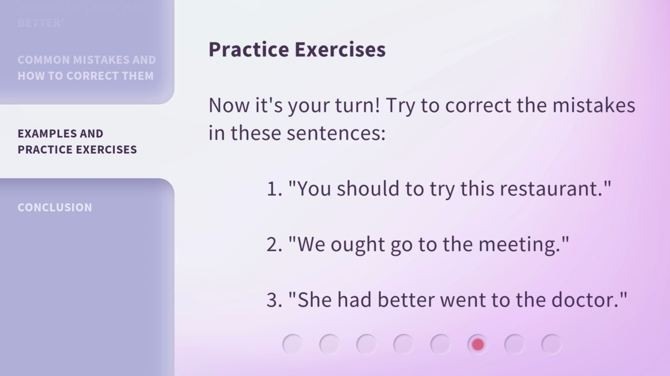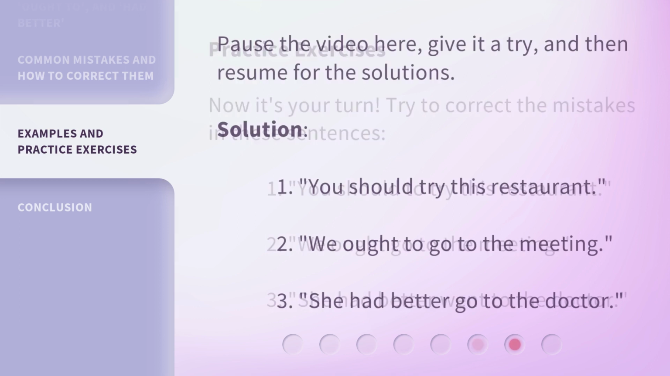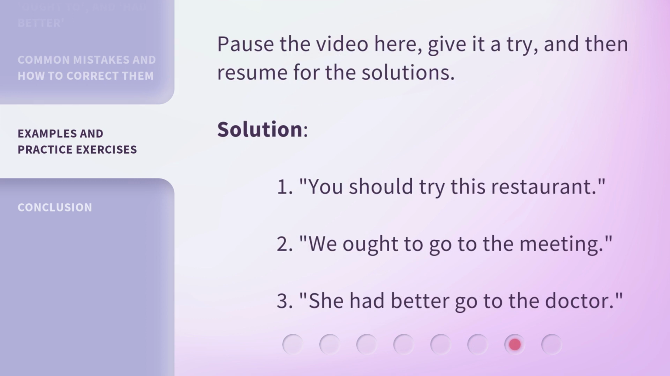Practice exercises. Now it's your turn. Try to correct the mistakes in these sentences. 1. You should to try this restaurant. 2. We ought go to the meeting. 3. She had better went to the doctor. Pause the video here, give it a try, and then resume for the solutions.